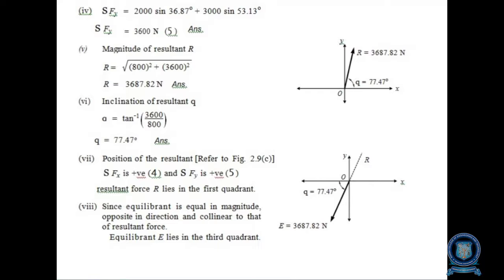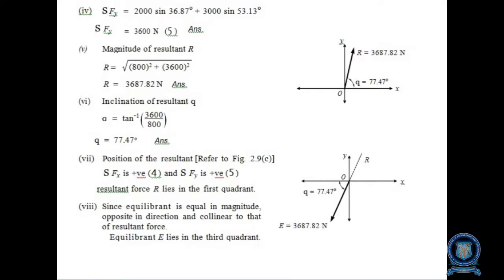The third step in the resolution of forces is finding the magnitude of the resultant. For that, we know the formula R is equal to the root of sigma H squared plus sigma V squared. Substituting the sigma H and sigma V values, we get R equal to the root of 800 squared plus 3600 squared. Simplifying this, we get R equal to 3687.82 Newtons. That is the magnitude of the resultant.